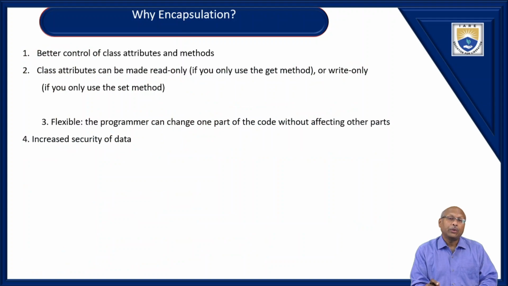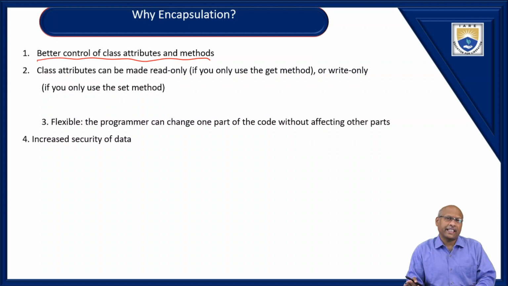Similarly, why do you need encapsulation? This is for better control of class attributes and methods. So if you want to control your attributes and methods, always use the encapsulation mechanism so that others cannot access them directly through an object. If at all you give permission, then only they can access. Here I have given permission through getter and setter methods. They cannot use the variable directly. They should go through a proper method only.